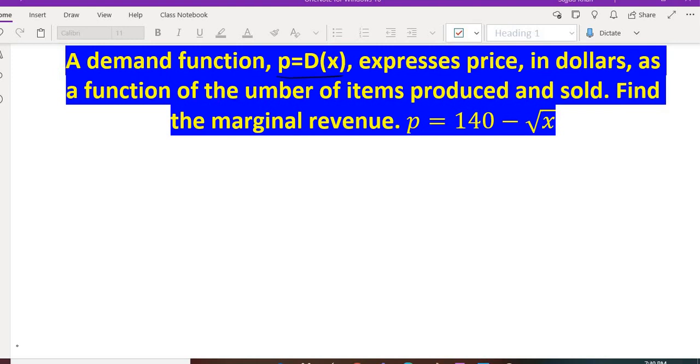Hello everyone, in this video we will try to understand how we can find the marginal revenue function. The demand function is given as P = D(x), which expresses the price of units in dollars as a function of the number of items produced and sold. We have to find the marginal revenue function when P is given as 140 minus square root x.